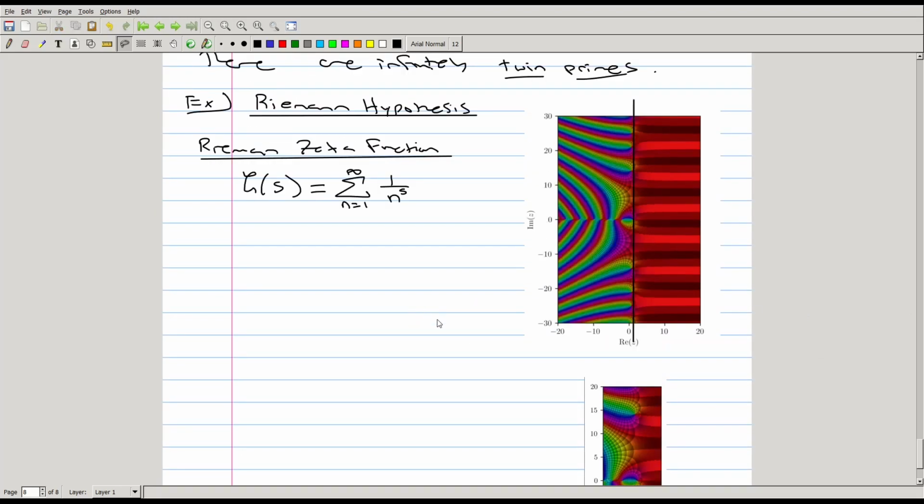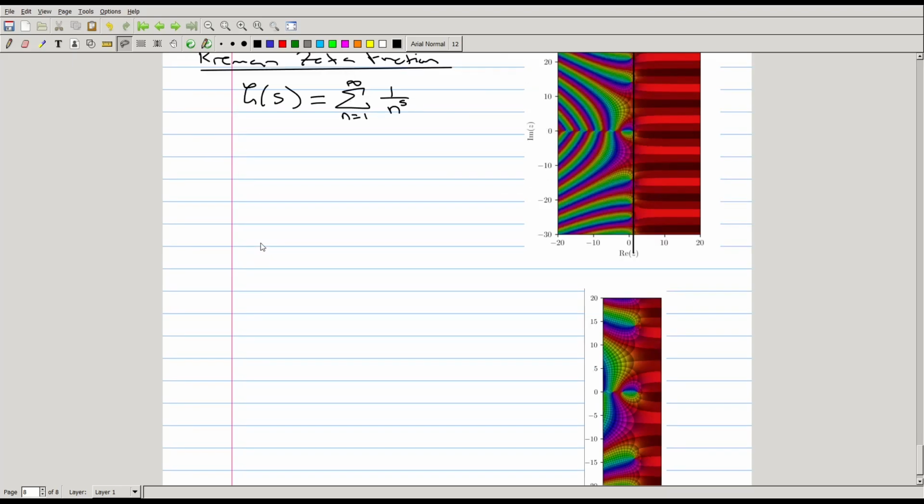And this actually has many very important implications in number theory, specifically because of what's called Euler's product formula, which was shown in 1737 by Leonhard Euler. He proved the identity that zeta of s is actually equal to the product, where p is prime, of 1 over 1 minus p to the negative s. So it's an infinite product over all the primes of 1 over 1 minus p to the negative s.